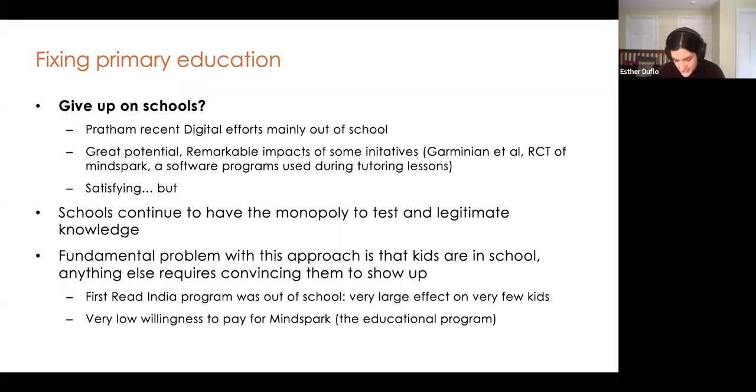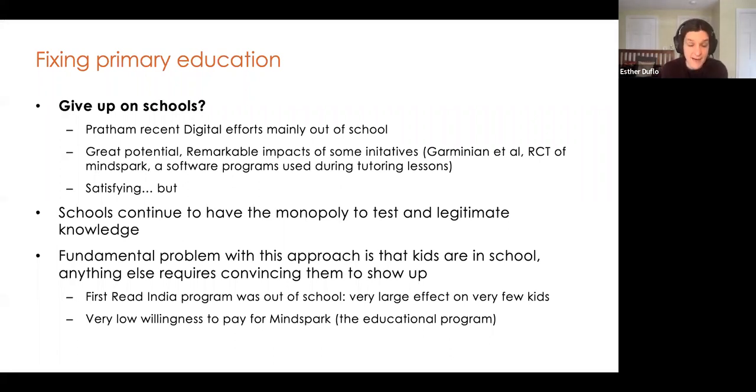Pratham's mission originally was every child in school. Then they added, every child in school and learning. Then they added, every child in school and learning well. And sometimes now when you talk to Madhav Chavan, he's wondering whether they need every child in school even, and whether the learning should be outside of schools.